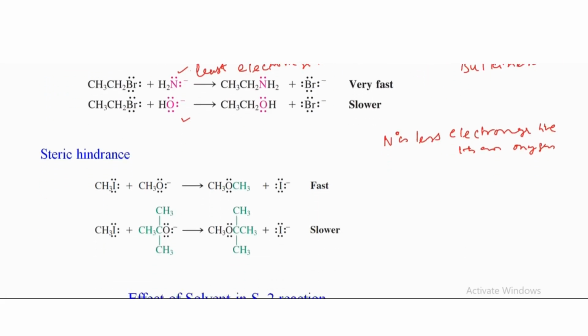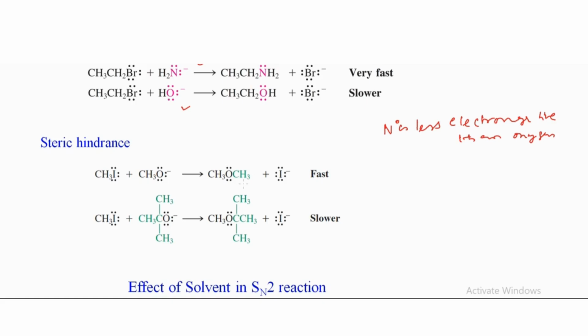Next is steric hindrance. You see here, in this case also both are electron-rich nucleophiles. Excess charge is there: CH3O minus, which is methoxide, and this is tertiary butoxide. Both are electron-rich nucleophiles, but this one, methoxide, goes faster, and this one, tertiary butoxide, goes slower. The reason is this is a bulkier nucleophile. So the bulkier nucleophile always reduces the rate of SN2 reaction.